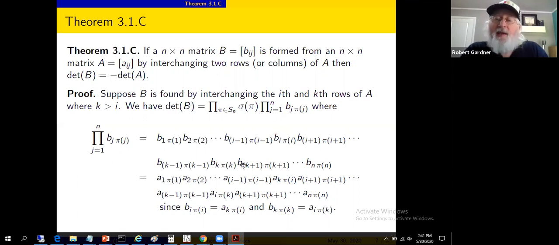Let's relate those to the entries of matrix A. Well, they're all the same except for those in the ith row and the kth row. So we get A1, A2, A sub I minus 1. Now we don't get A sub I here because we've interchanged the ith row and the kth row. So the B sub I pi of I corresponds to the A sub K pi of K.